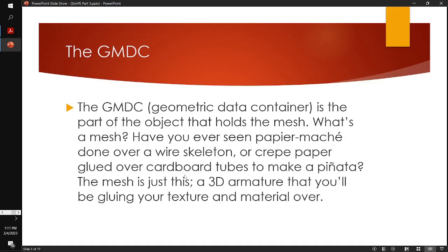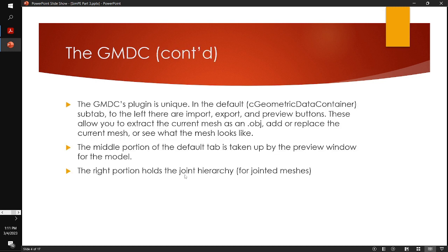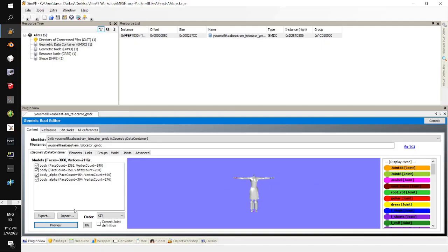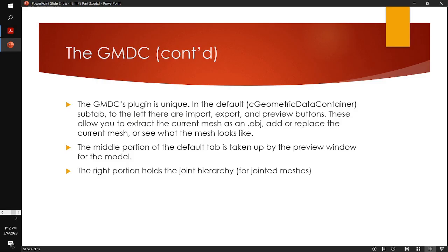Okay, so the GMDC plugin is unique. In the default C geometric data container subtab, to the left, you've got the import, export, and preview buttons. These are all right here. These allow you to extract the current mesh as an object and replace the current mesh, or see what the mesh looks like. That's what we did with the preview.